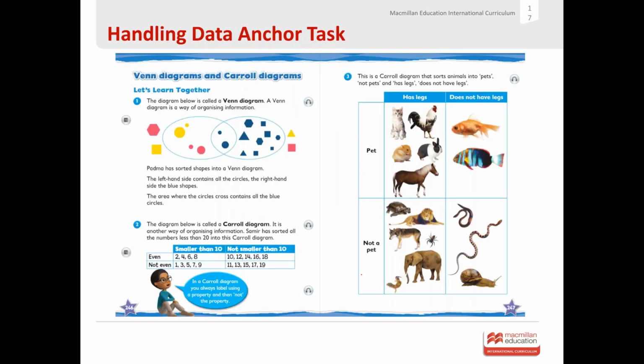Here's a more simple question. It's on handling data. We've got Venn diagrams and Carroll diagrams. Let's look at the Venn diagrams for now. How would I start this lesson off? Have a think about that. I'll give you 30 seconds to think about that. I'll turn my mic off.